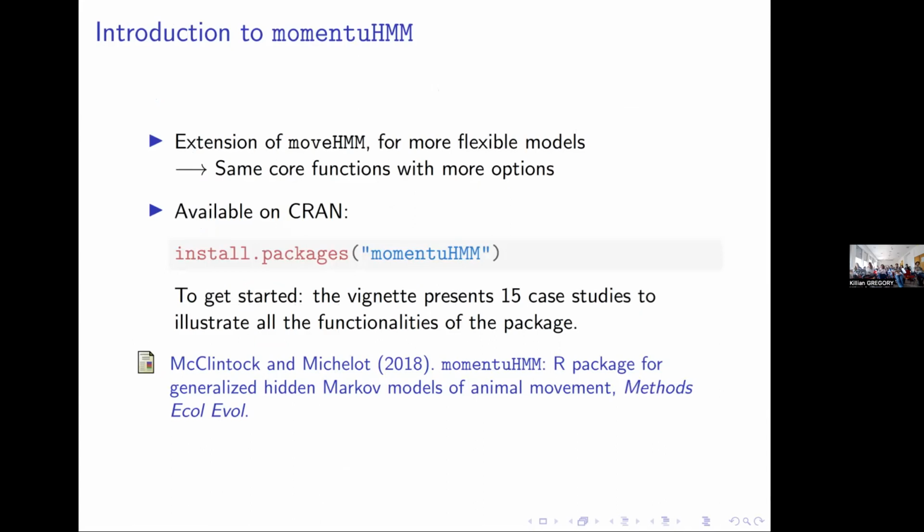So if you're interested, I would encourage you to check out the vignette because we just don't have time today to go through too many of them. And there's also a paper from 2018, but again, that's also pretty short. So the vignette has a lot more stuff in there that is really aimed at practitioners who want to use this for their data.